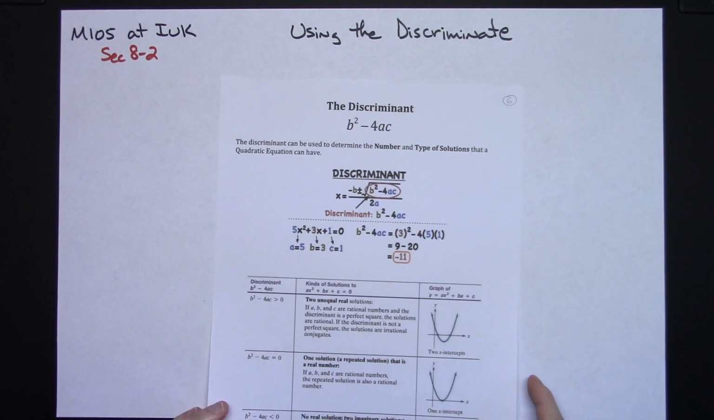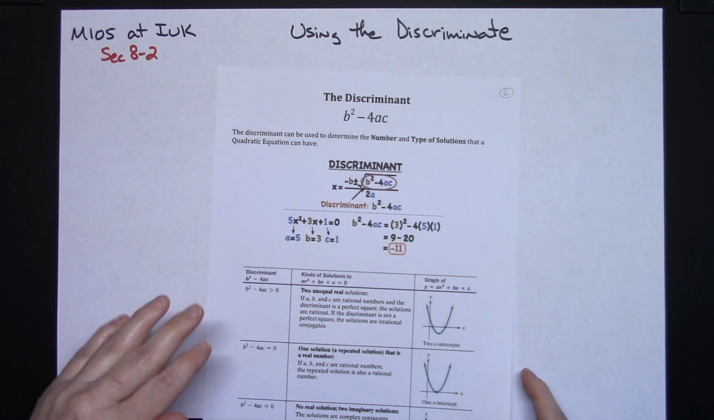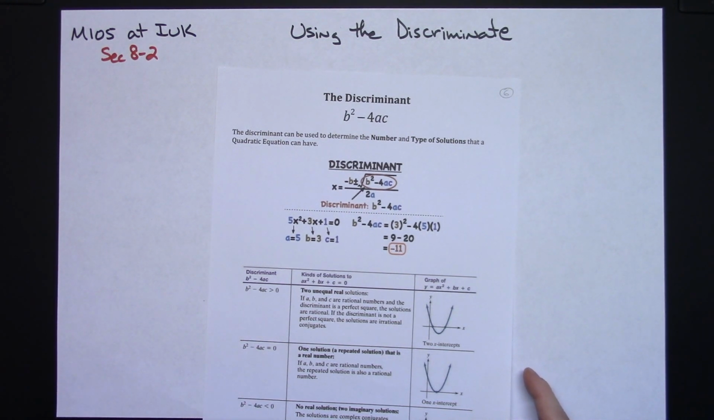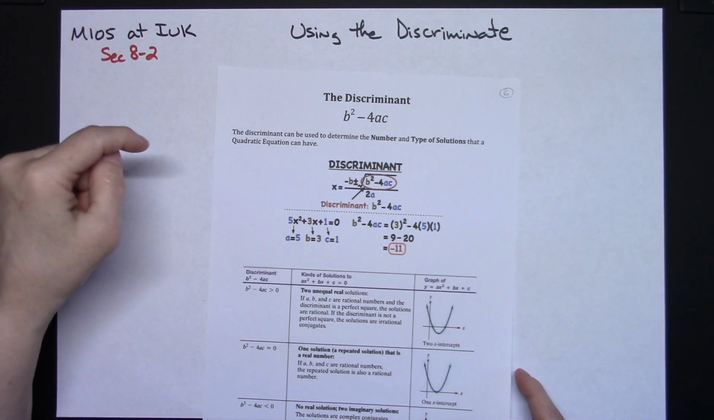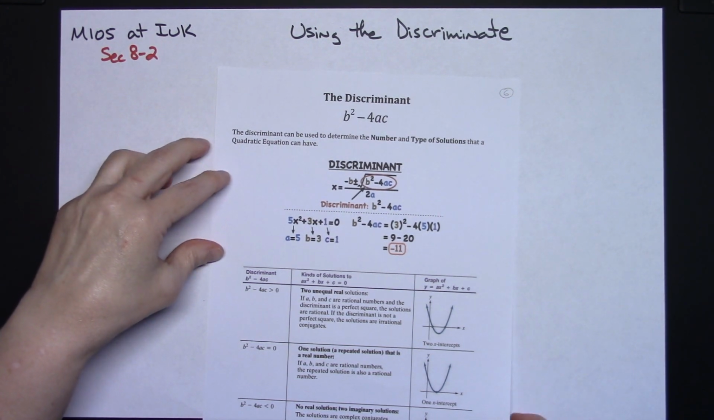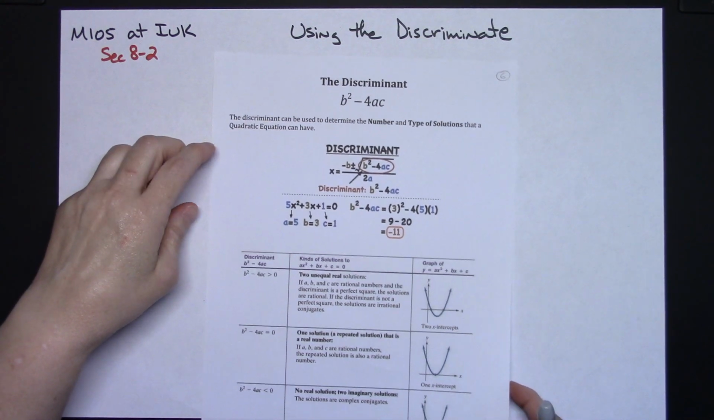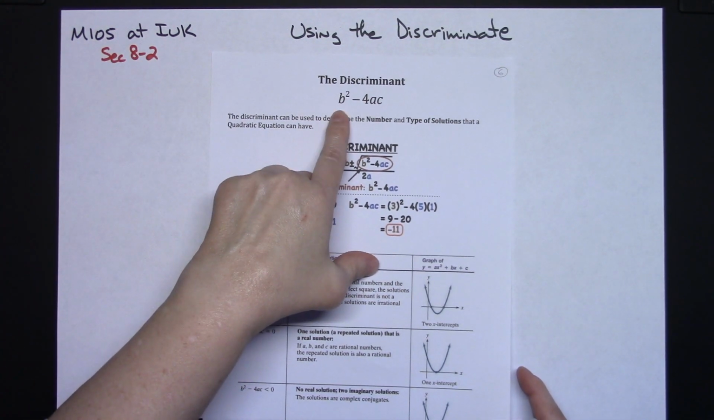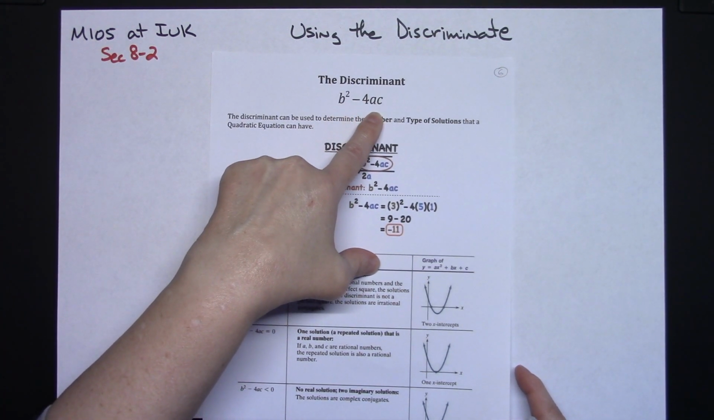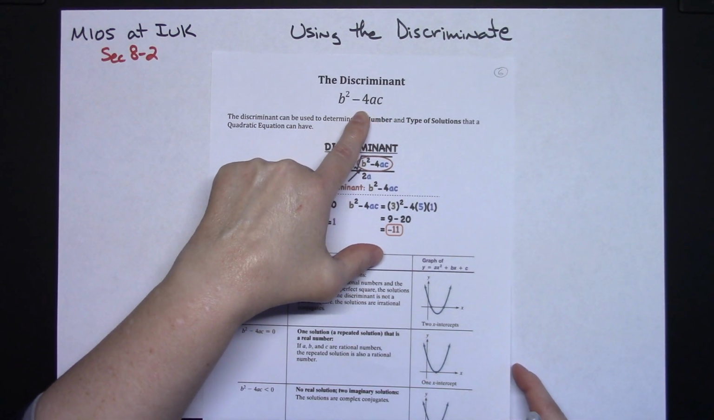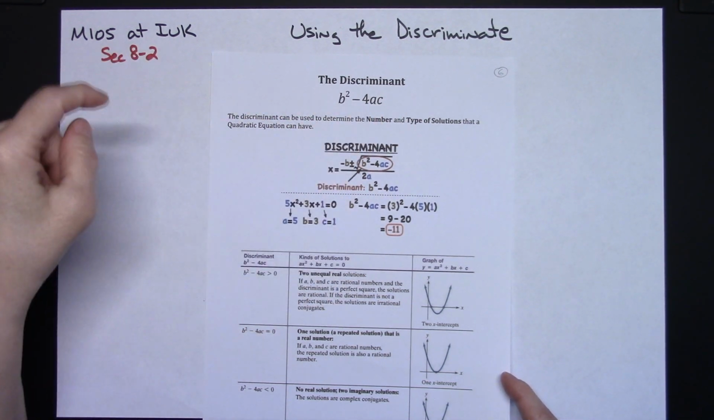Now, I don't know how well this paper is going to show up in the video, but for those people that are in my M105 classes at IUK, you can download this. This is in my lecture notes on my website, so you'll be able to download this and have a copy of this. But basically, this discriminant is the b squared minus 4ac, the part that is underneath the square root sign in the quadratic formula.